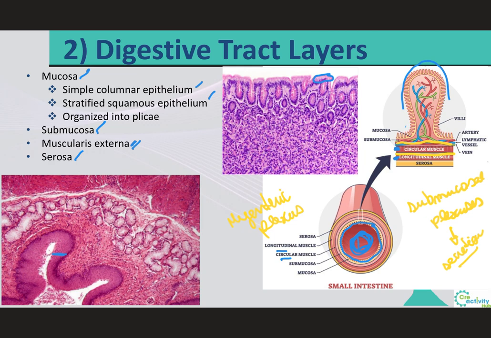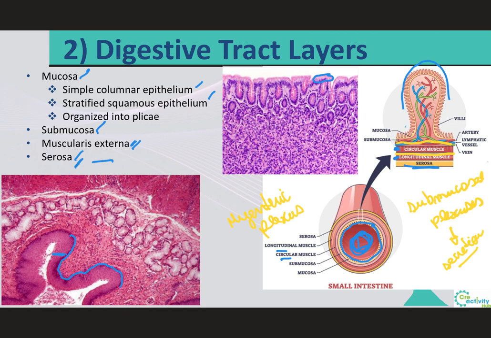The last layer is what we call the serosa, which is going to be located along most regions of the digestive tract within the peritoneal cavity, and the muscularis externa is going to be covered by this serous membrane. However, there is no serosa surrounding the muscularis externa of the oral cavity, the pharynx, the esophagus, and the rectum.